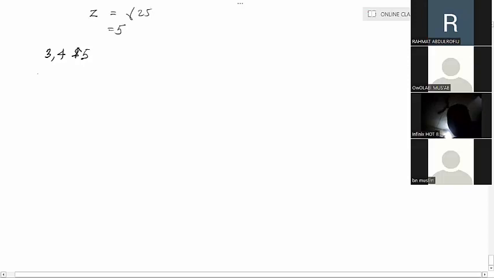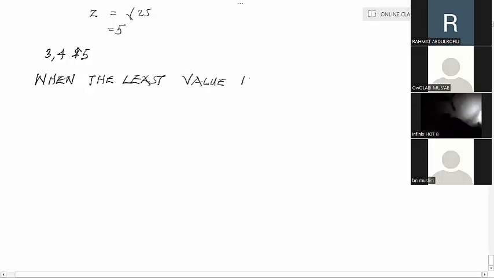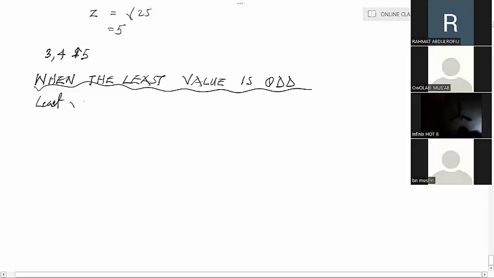The first rule I will give you is when the least value is odd. Let's say n is the least value, but it's an odd number. Is that okay? What do we do here? To get the remaining 2 numbers, so easy.